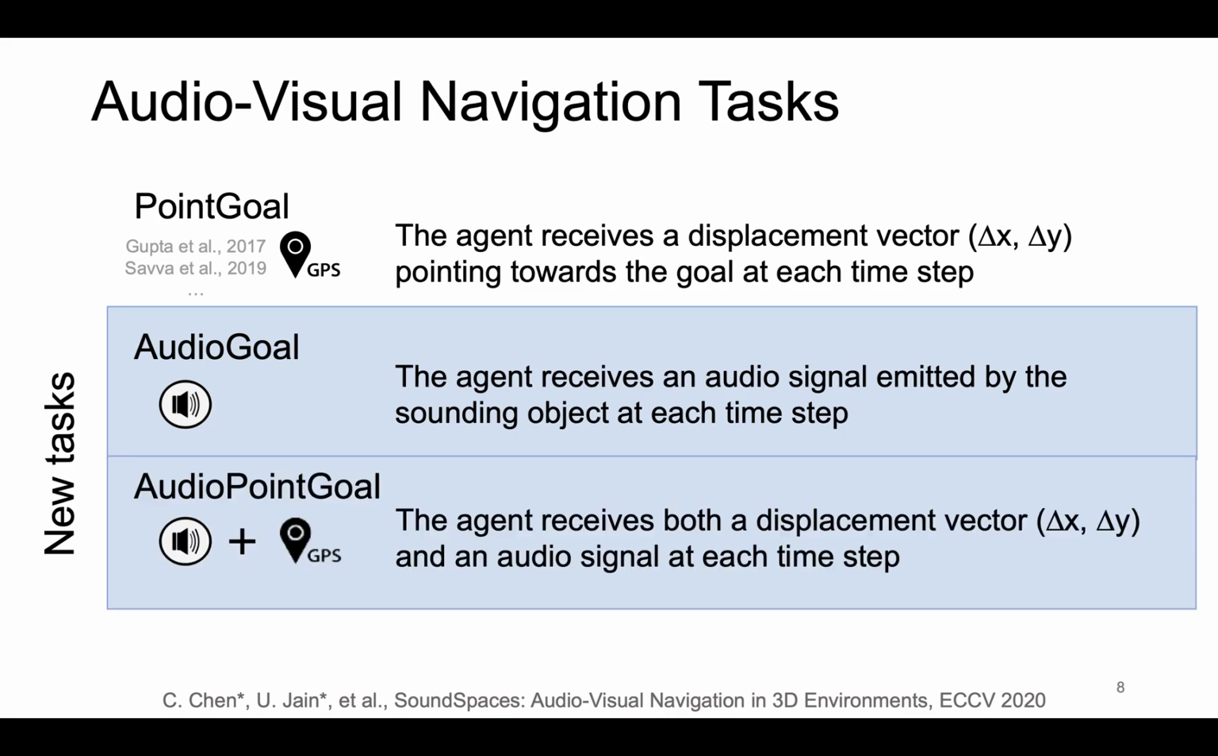The second task is audio point goal, where the agent receives both an audio and a GPS signal from the goal. This task augments the point goal navigation task and captures scenarios where the agent has a GPS pointer towards the goal, but should leverage audio-visual cues to navigate in an unfamiliar environment. And all agents have visual perception and do not know the environment or the map beforehand.